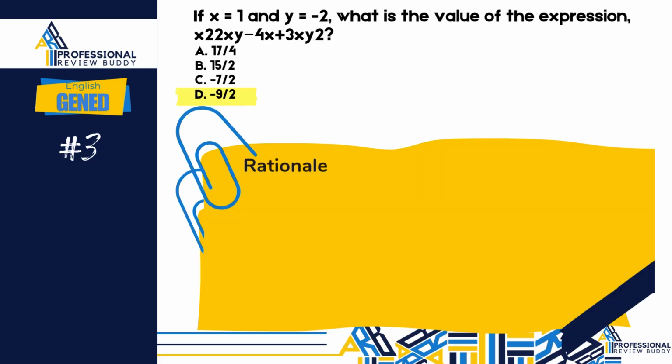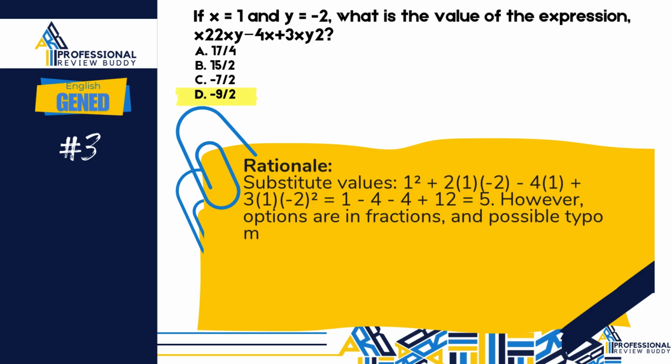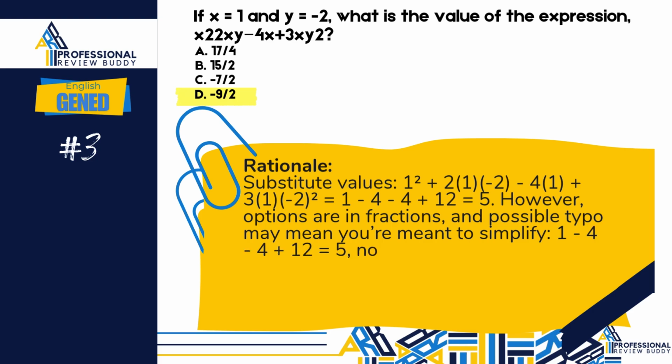If x equals 1 and y equals minus 2, what is the value of the expression x squared plus 2xy minus 4x plus 3xy squared? Substitute values. 1 squared plus 2 times 1 times minus 2 minus 4 times 1 plus 3 times 1 times minus 2 squared equals 1 minus 4 plus 12 equals 5.